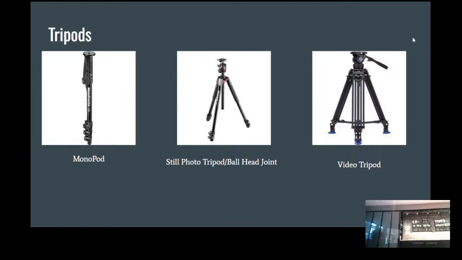Moving over, we have a still photo tripod or a ball head joint tripod. The reason we call it a ball head joint is because there's a little ball on the inside there. There's a locking mechanism that swivels around in all different directions, and from there you're able to get a landscape or a portrait shot, horizontal or vertical. You're also able to angle it in all sorts of different directions.